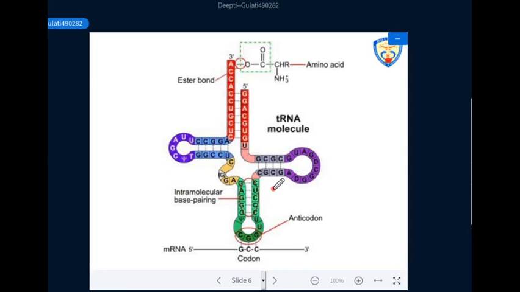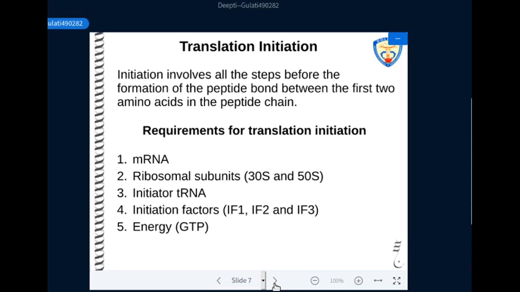This is a transfer RNA molecule. In this image, I have shown the clover leaf model of the transfer RNA molecule. This is the amino acid accepting end of the transfer RNA molecule. The amino acid will be attached to the 3' end of the tRNA molecule with the help of an ester bond. So the carboxy terminus of the amino acid will be attached to the 3' end of the transfer RNA with the help of an ester bond. This tRNA molecule, which has an attached amino acid, we call charged.